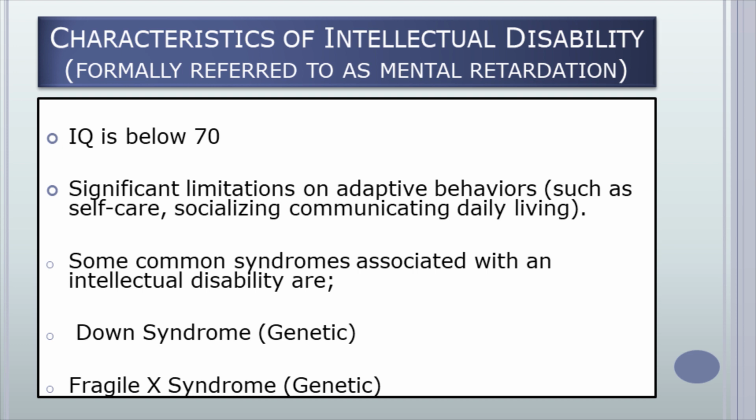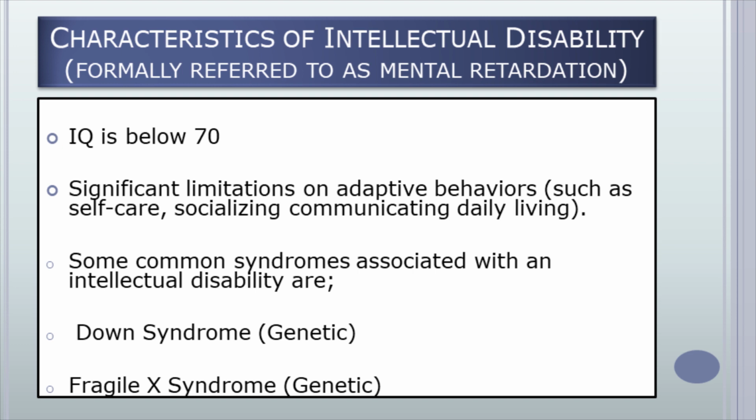If you're looking at the general population, a normal IQ is considered to be around 100. So they're basically two standard deviations from the norm, so they'd be below 70. Another characteristic is significant limitations on adaptive behaviors such as self-care, socializing, communicating, and daily living. So some of our guests might need help in the bathroom. Some of them might be independent in the bathroom. Some might be mostly independent, but just need help with buttons and fastenings and stuff like that.